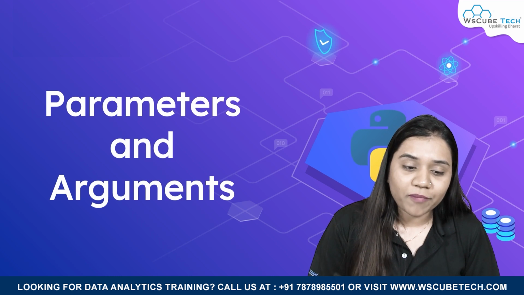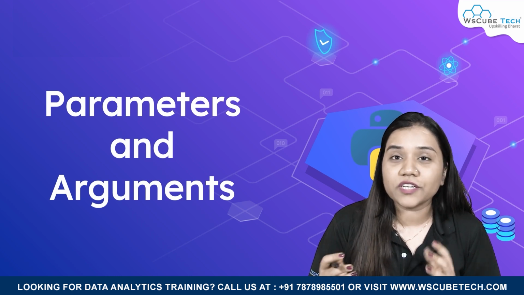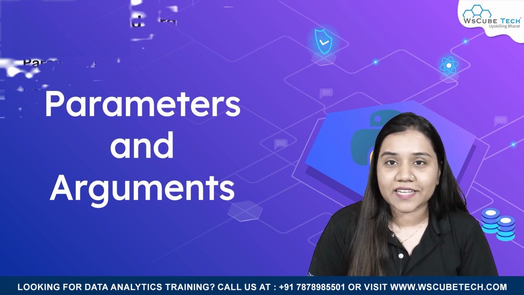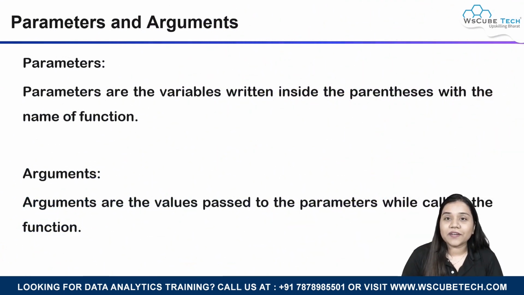So here we have parameters and arguments. Now guys, what are parameters and arguments? Let's discuss that. Parameters are nothing but the names of the variables that we need to use inside our functions, and they are written after the name of our function. And arguments are the values that we pass to these parameters. That means these variables that we write in the name of a function. So let's see how these parameters and arguments are written inside a function.